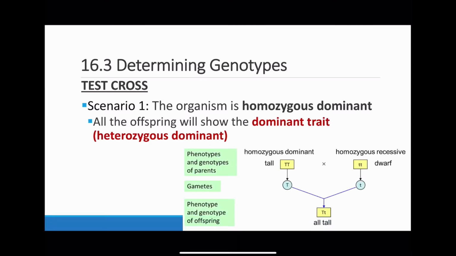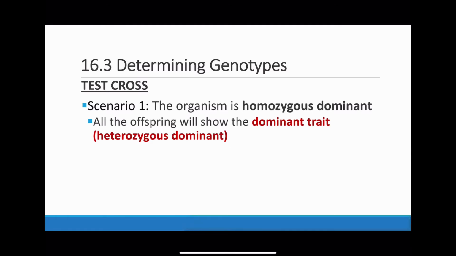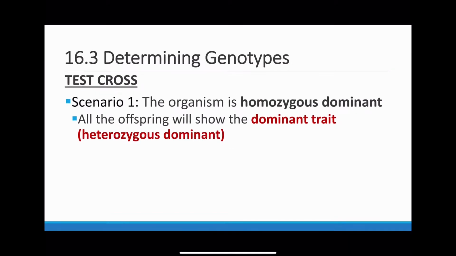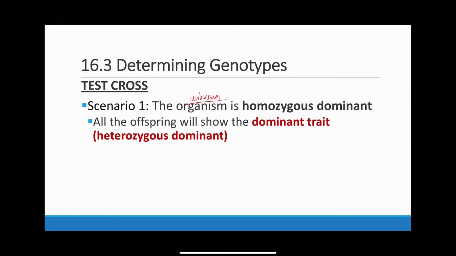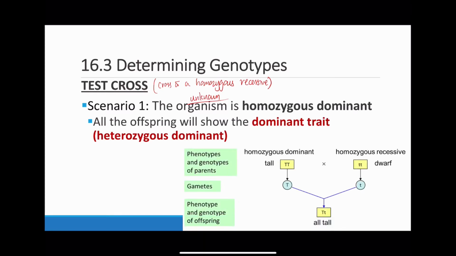Why? This diagram that you see over here has to be filled up into your notes. Let's give a bit of a breakdown of what's going on. Basically, what I'm trying to say is that if this organism, the unknown one, is homozygous dominant, because in a test cross you always cross with a homozygous recessive. That means you can only cross this unknown one with a homozygous recessive one, and this is what you end up with.